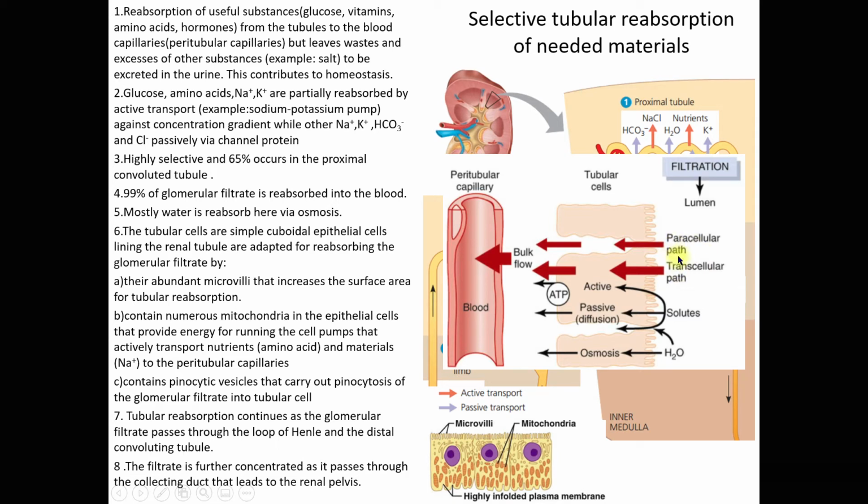Paracellular path, transcellular path. In the paracellular path, the glomerular filtrate is reabsorbed by passive transport through the sides of the cells. In the transcellular path, the content is reabsorbed through the tubular cells and then towards the peritubular capillary. You can see the sodium potassium pump here. Now in the paracellular path, normally water moves just by simple diffusion from the lumen of the renal tubule towards the peritubular capillaries. Solutes, some by active, some by passive transport.